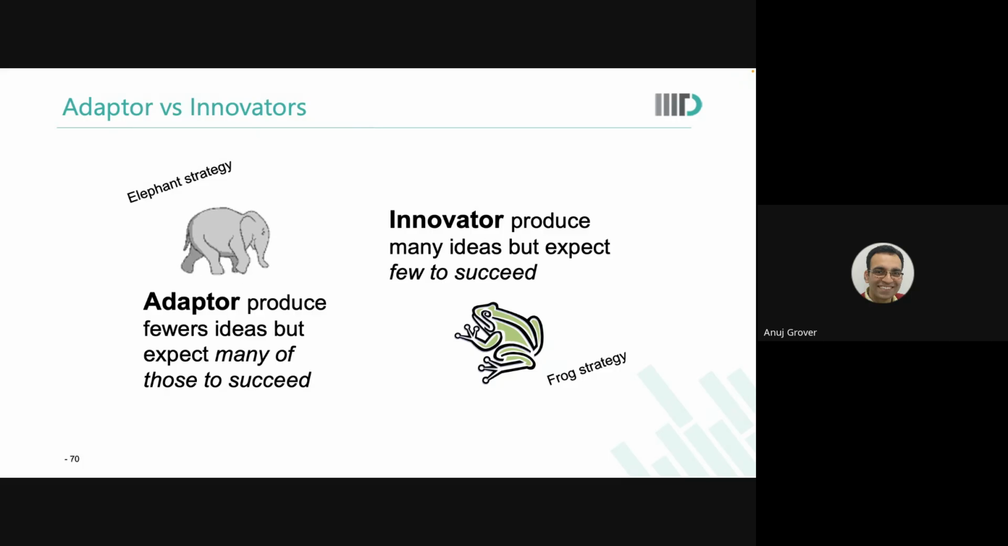How many of you think you are elephant style? Slow, steady, but focused approach. How many of you think you are frog style?